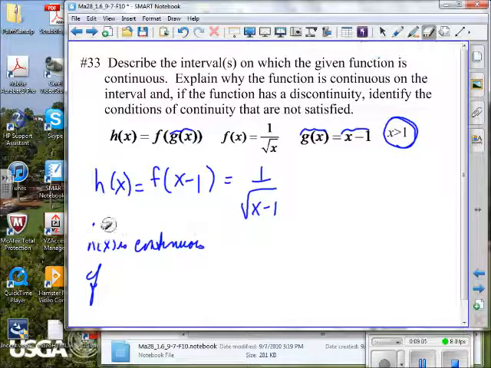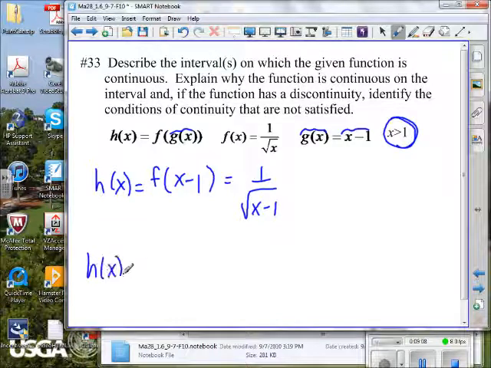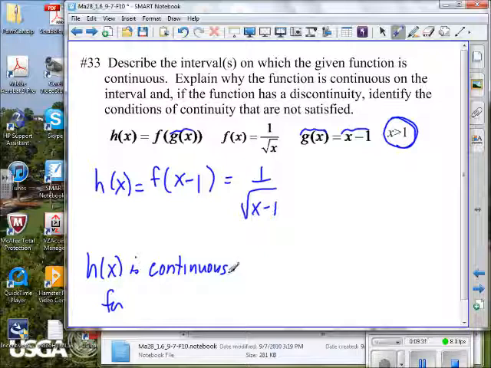Erase that and start over again. That looks too sloppy to even put out there. Let's try it again. h of x is continuous for what input values? We kind of said it, didn't we? Yeah. For the inputs greater than 1.